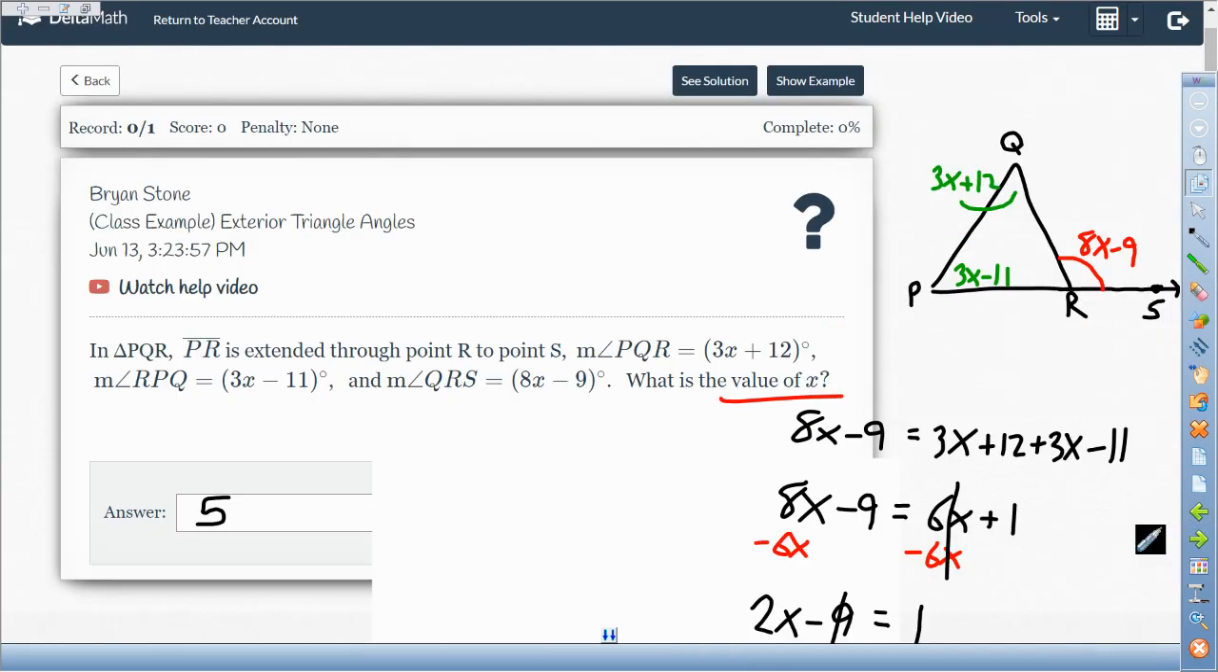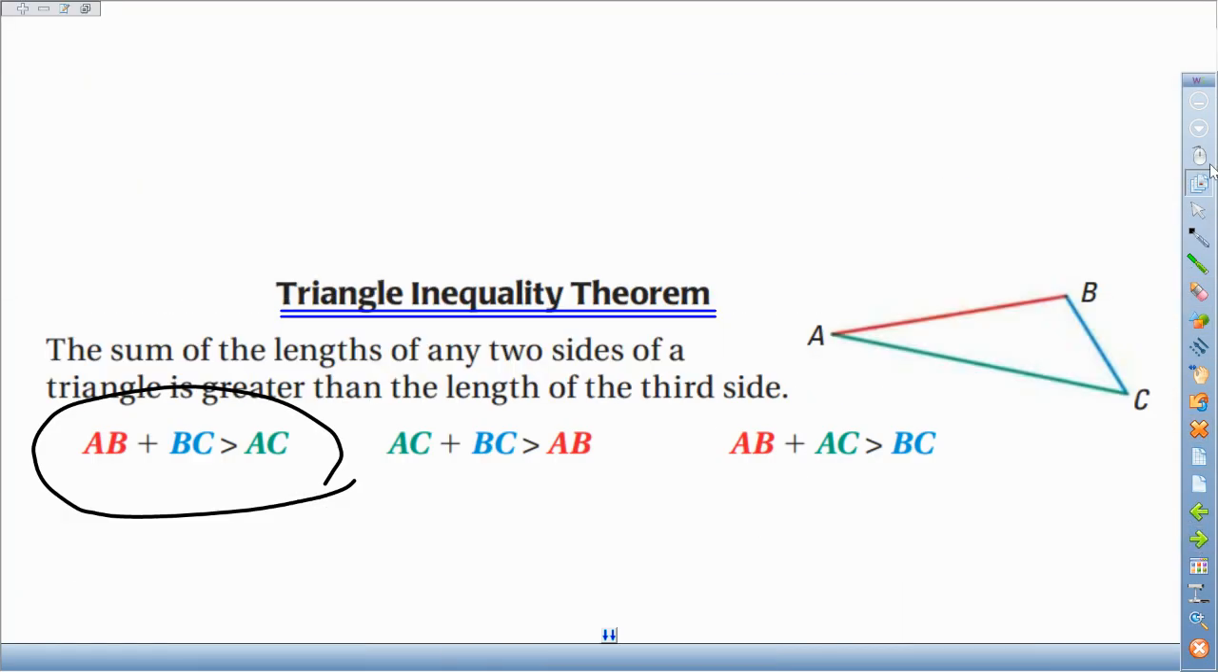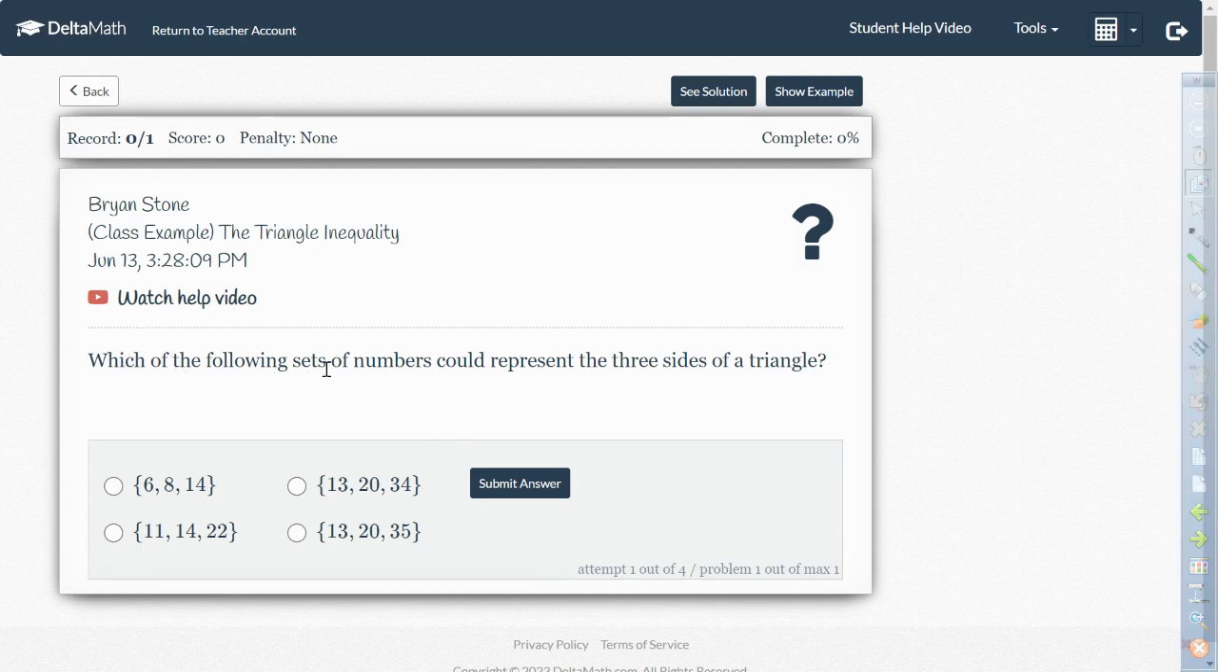And you guys take a look at the directions. They're really important. This is asking which of the following sets of numbers could represent the 3 sides of a triangle. It's saying could represent. Look out, some of these problems will randomly throw in which of these numbers could not represent the 3 sides of a triangle. Make sure you always read the directions on DeltaMath. So which of these could represent a triangle?